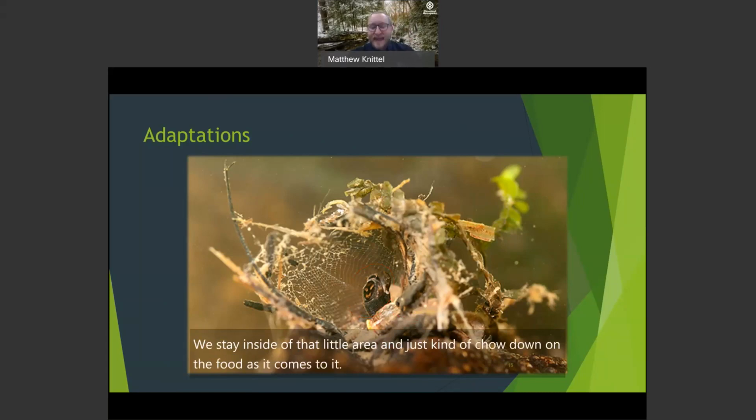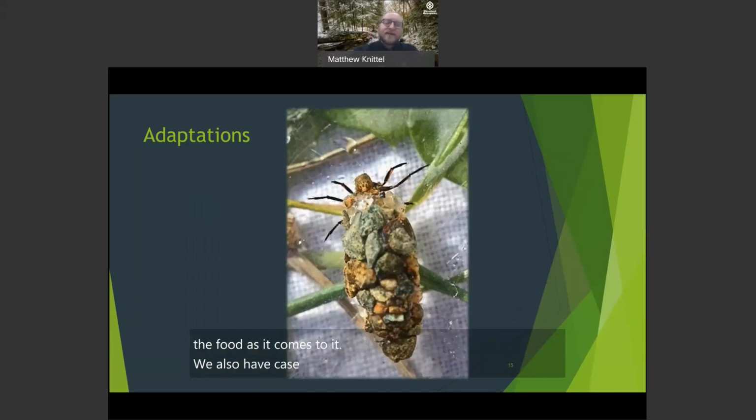We also have case building caddisflies. As you can see here, this one's used its silk, instead of spinning a little net, to create a little case made out of small rocks that it's attached together. And it uses that to protect itself as it travels around looking for other food in a stream, or sometimes in wetland systems, pond systems as well.